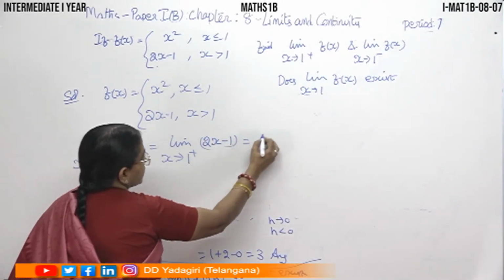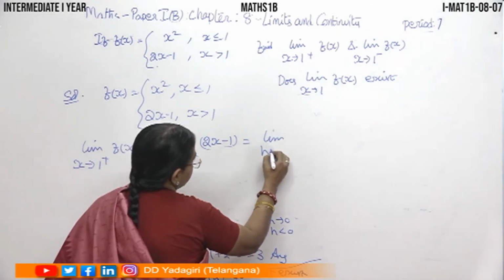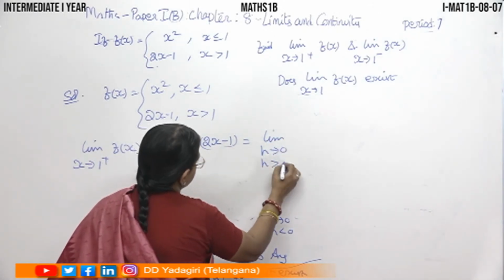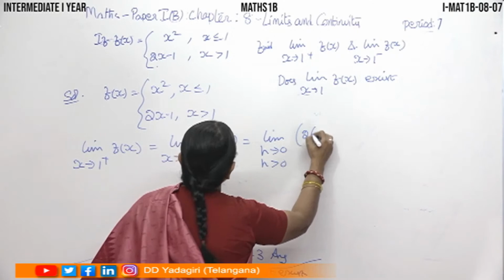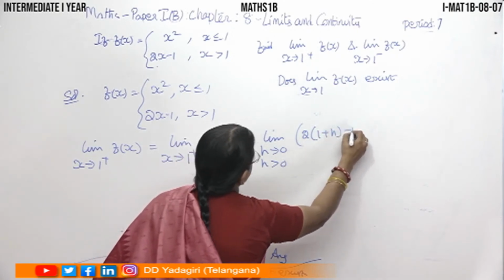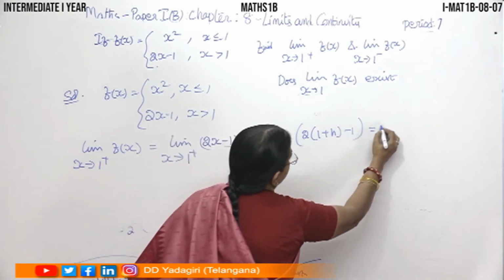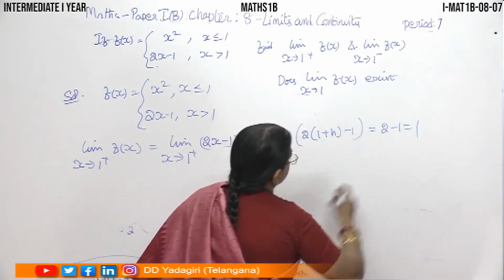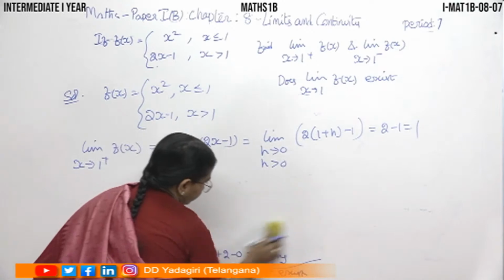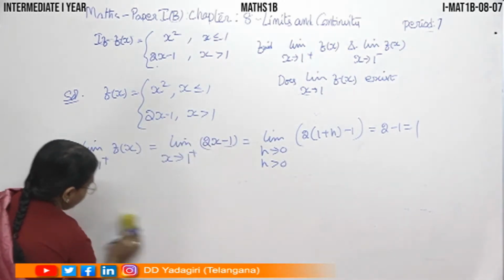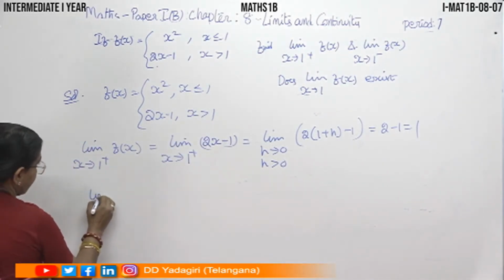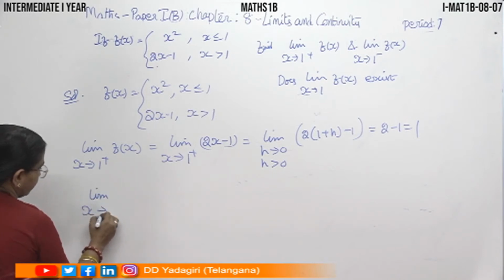So 1 plus. So I should change to h tending to 0, h is greater than 0, of 2 into 1 plus h minus 1. Now substitute h as 0. So 2 minus 1, that is 1. So the right limit is 1. Now we'll find the left limit.